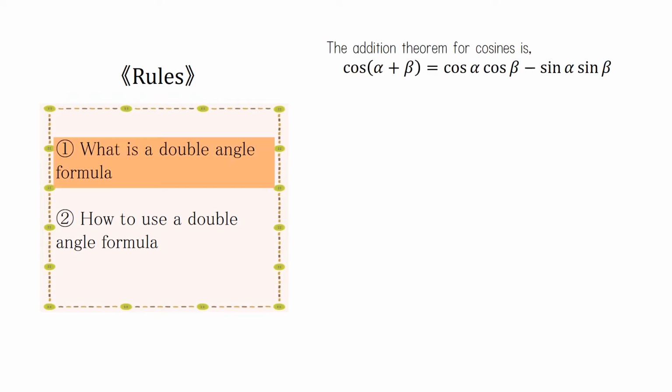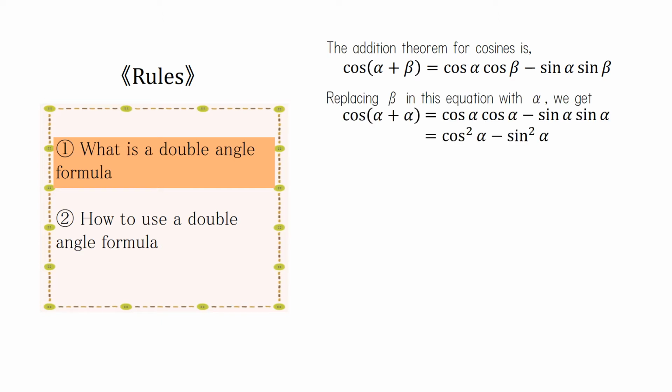The addition theorem for cosines is cosine of (alpha plus theta) equals cosine alpha cosine theta minus sine alpha sine theta. Replacing theta in the equation with alpha, we get cosine of (alpha plus alpha) equals cosine alpha cosine alpha minus sine alpha sine alpha, or in other words, cosine squared alpha minus sine squared alpha.